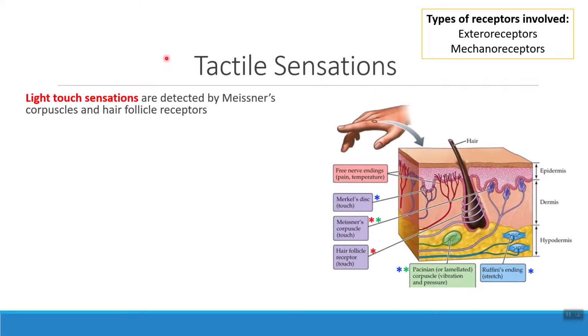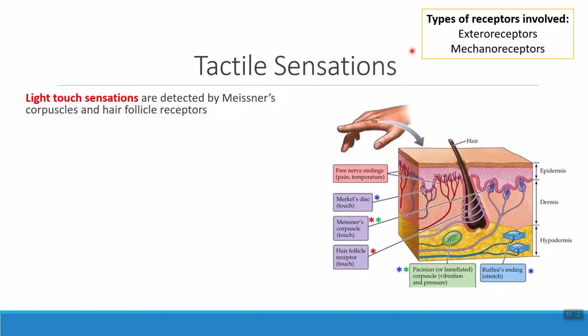So let's start with the tactile sensations. Remember, tactile sensations are things like light touch or heavy touch, pressure, vibration. I want to draw your attention up to the upper corner of this slide. Going forward, when we talk about different kinds of sensations, you will see this box keep popping up. And this is a reminder for you of the specific kinds of receptors that do each sensation.